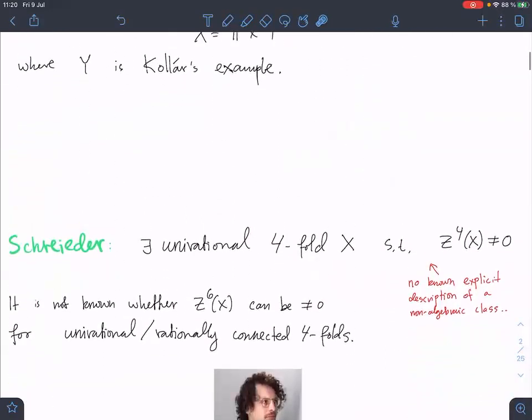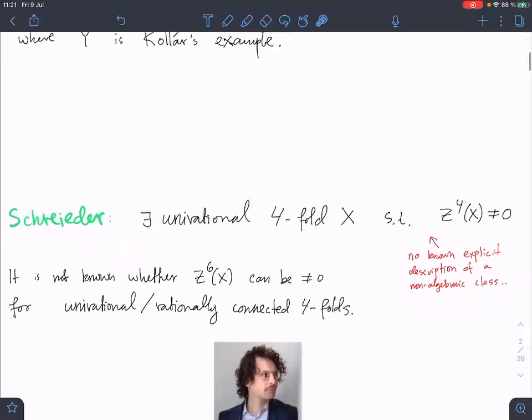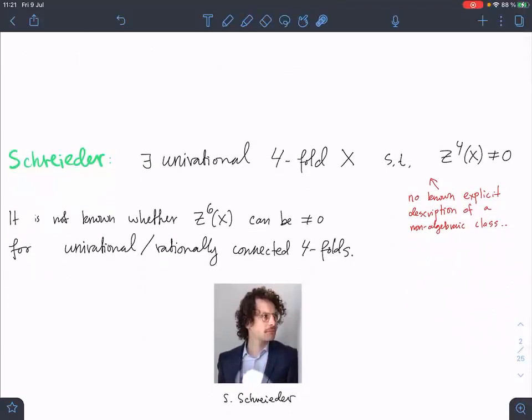But also unirational or rationally connected fourfolds have counterexamples. There's a result by Stefan Schreieder, who's here. He produced an example of a unirational fourfold so that the integral Hodge conjecture fails for codimension 2 cycles.